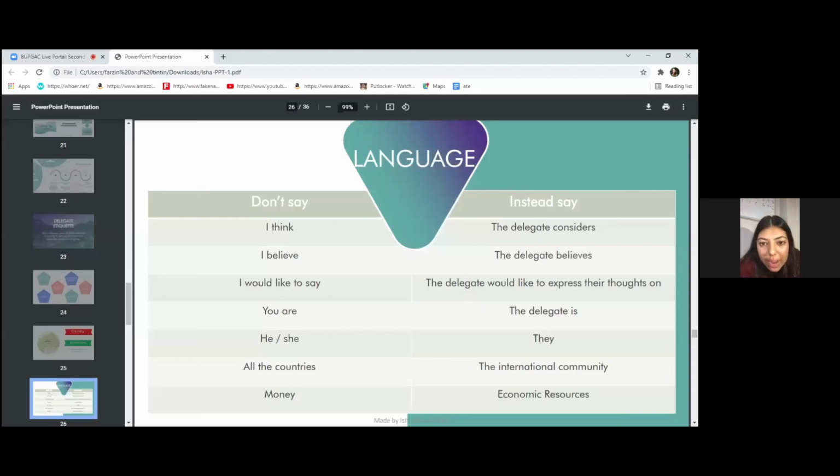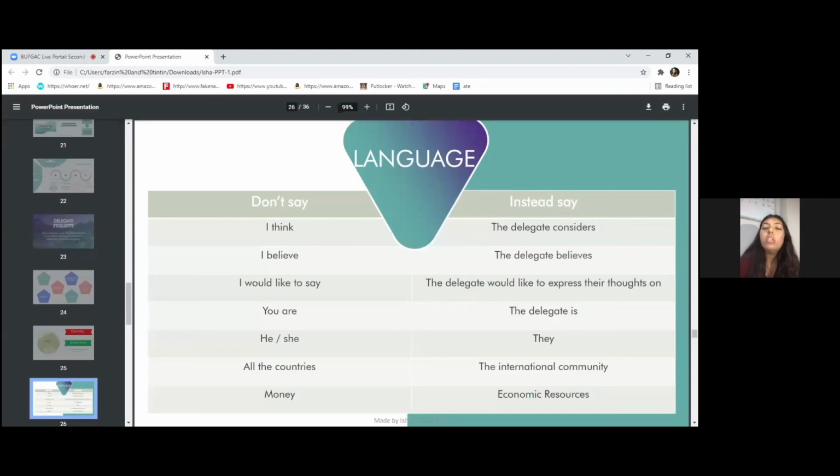So instead of "I believe," "the delegate believes." Instead of "I would like to say," you can be more formal and say "the delegate would like to express their thoughts on." That sounds more formal, right? If you're talking to another delegate, just say their country's name, "the delegate of this country." Refer to the other delegate also in the third person. Do not say he or she; you can say they.